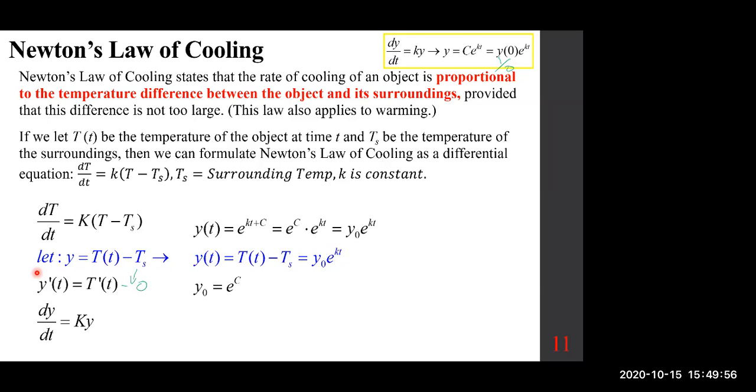So having said that, okay, y of t is capital T of t minus T sub s, and if we go with that, whereas here y of t is e to the power of kt plus c, or e to the power of c times e to the power of kt, or y sub 0 e to the power of kt. This is just the way you would write that. And y sub 0 is e to the power of 0. Stick with this formula, class. Stick with this formula. Okay.